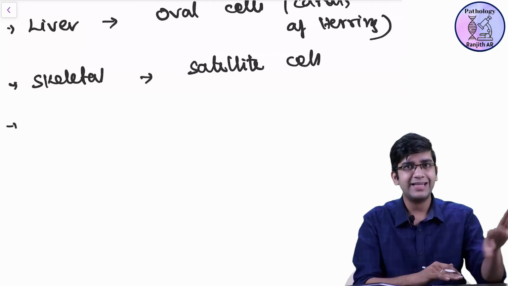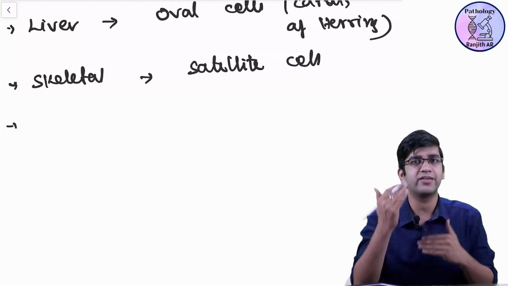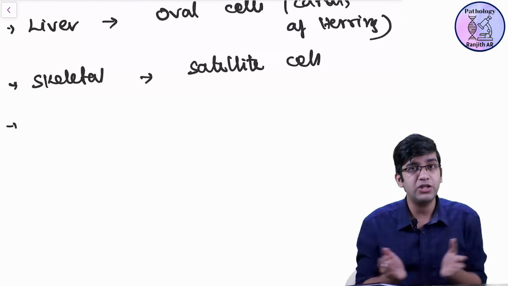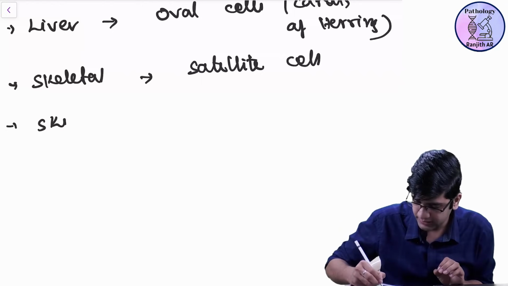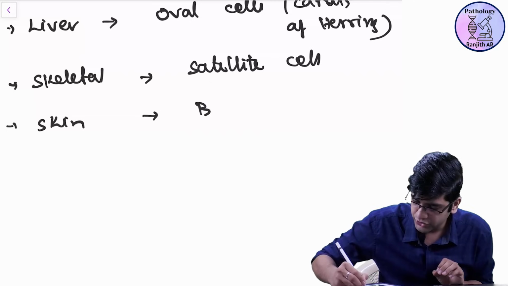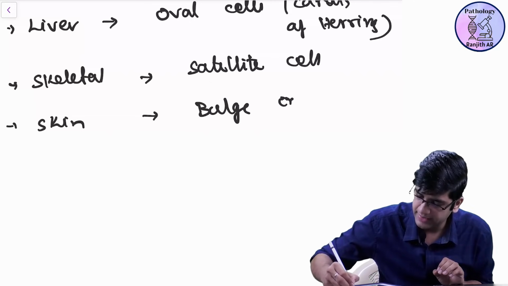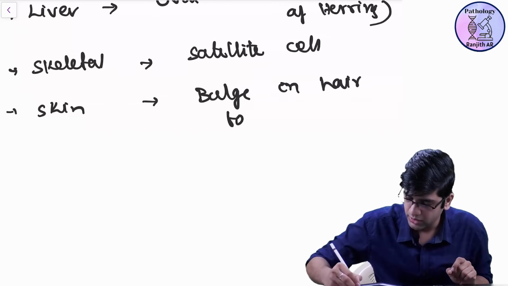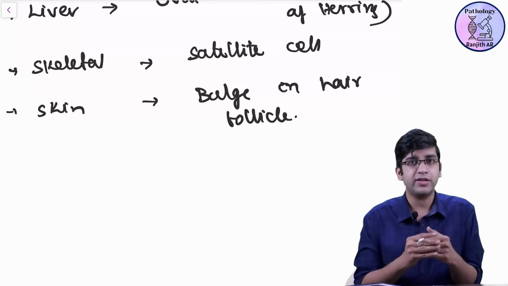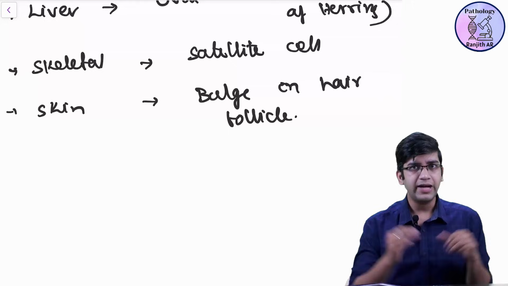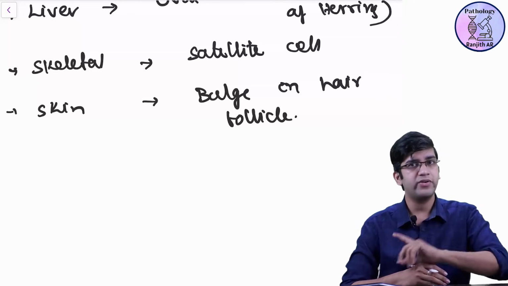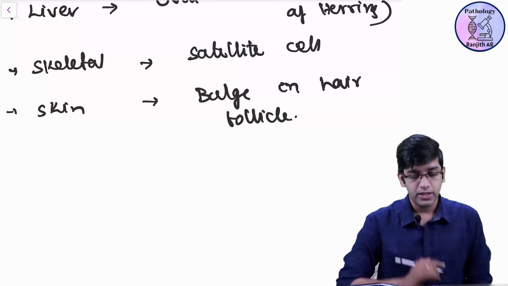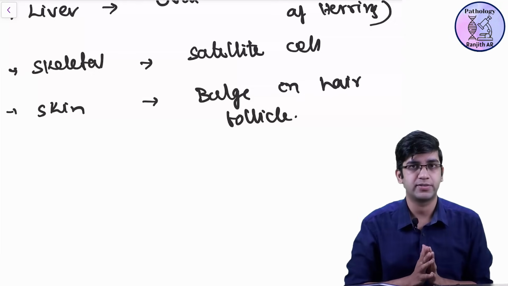Skin, my basal layer of skin is a stem cell. It regenerates. I also have a store called the bulge cell. It's near the bulge of the hair follicle. In the hair follicular region, the stem cells help to regenerate everything. Those are also stem cells. I have multiple examples for stem cells. We'll read them when we come to individual organs and how they help. This is in short about stem cells.